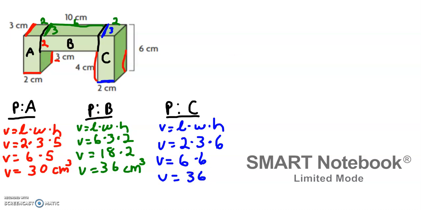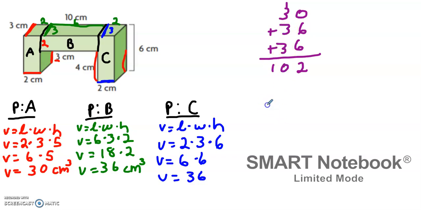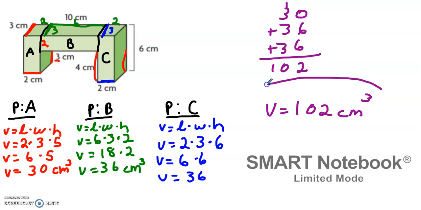Now that I found the volume of all of them, I now need to add them. So I have 30 plus 36 plus 36, right? 6 plus 6 is 12. So I bring down the 2, carry the 1. 1 plus 3 is 4. 4 plus 3 is 7. 7 plus 3 is 10. So now I know that my volume equals 102 cubic centimeters or centimeters to the third power. And then I circle my final answer.